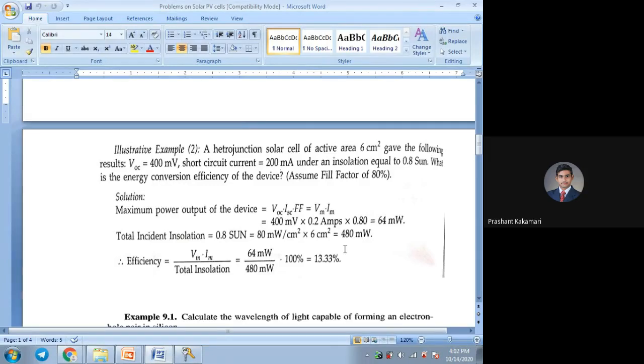480 milliwatt is falling on the PV cell, the total sunlight falling on the PV cell. Now we know the maximum power output of the PV cell, 64 milliwatt. The total power supplied to the PV cell is 480 milliwatt. Now we can take the ratio and we can tell the efficiency. So the efficiency is coming around only 13.33%. So like this, efficiency can be found out if you know the voltage and current of the fill factor details.